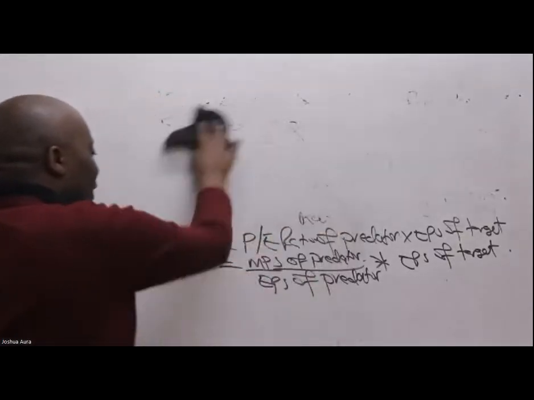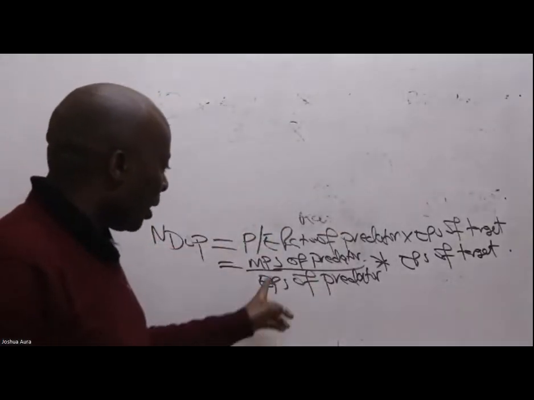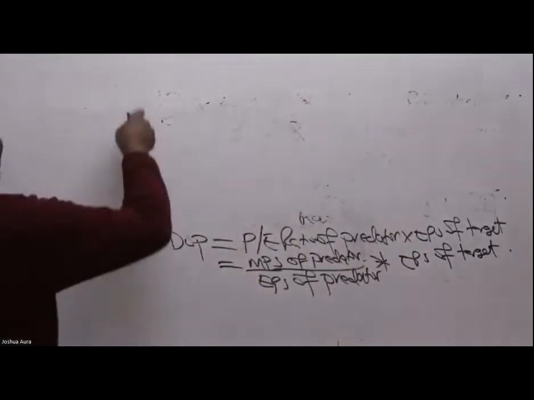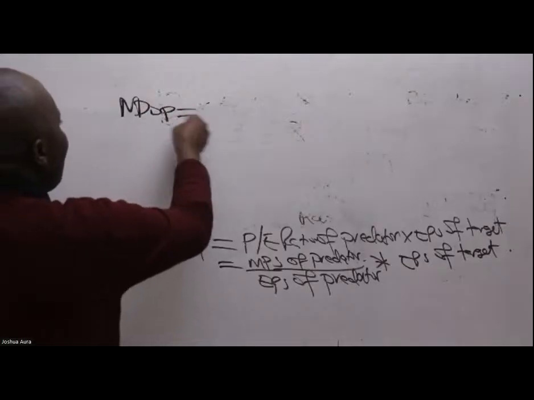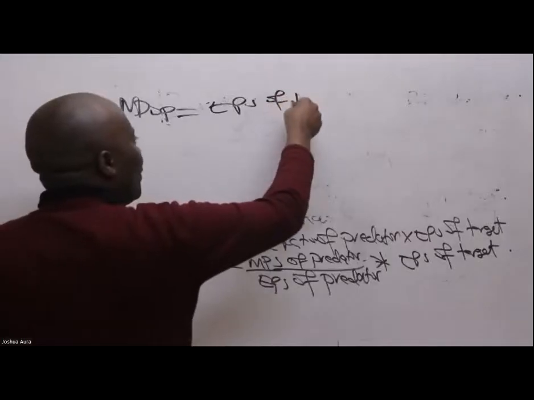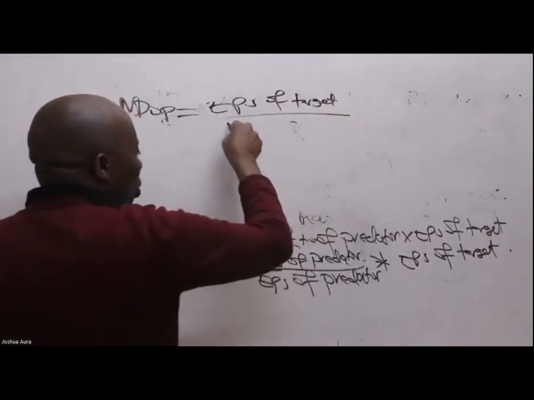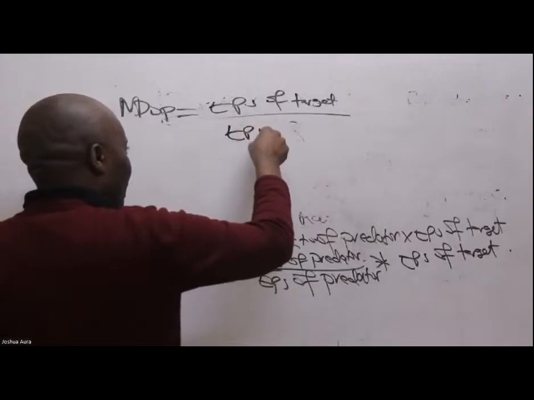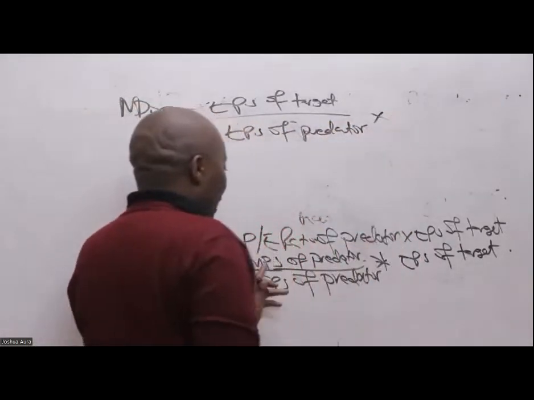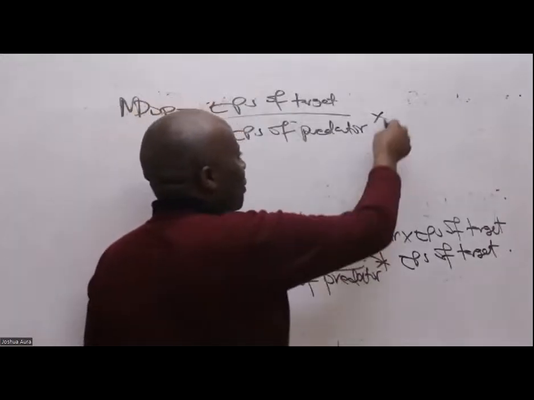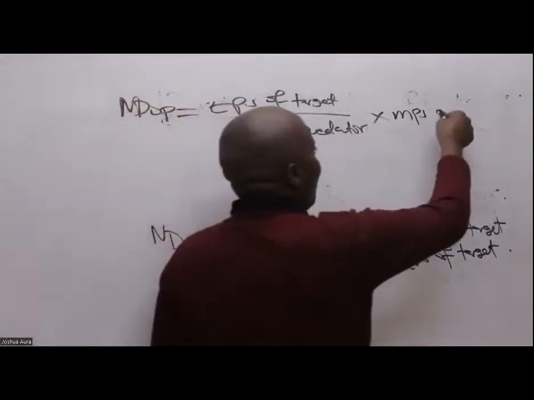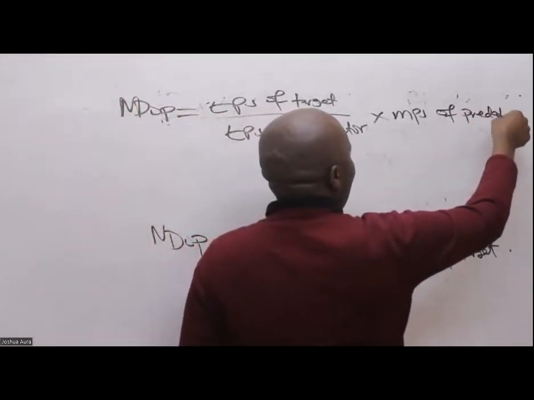Now, ladies and gentlemen, please listen. I want to swap them. So to swap them, this is what we have. I'm swapping positions. Then I will talk of EPS of target company all over EPS of predator, and then I can take MPS onto the other side, multiplied by MPS of predator.